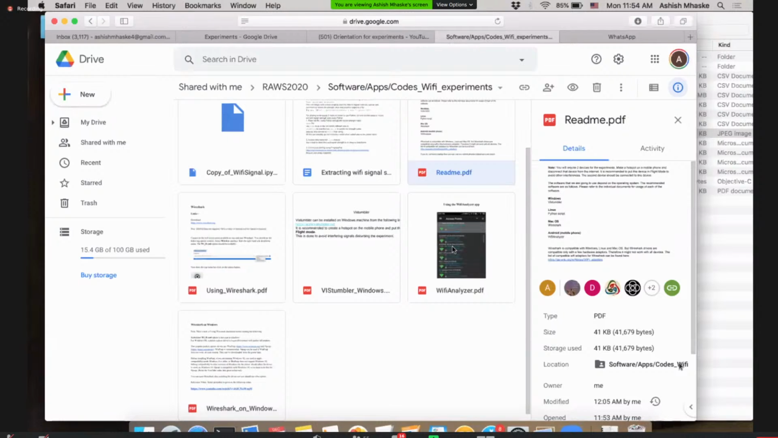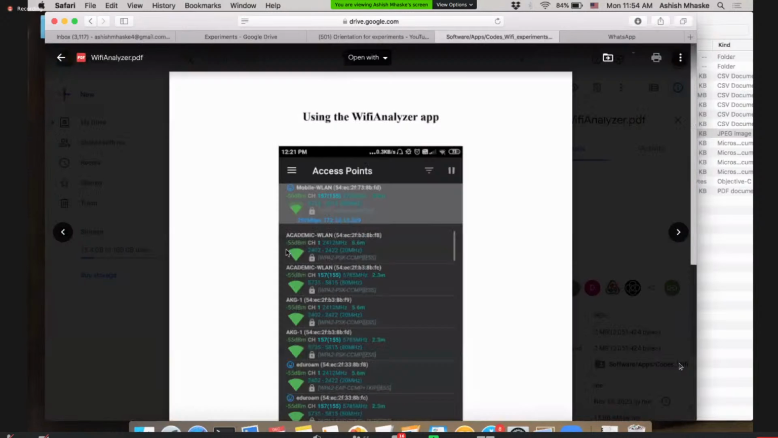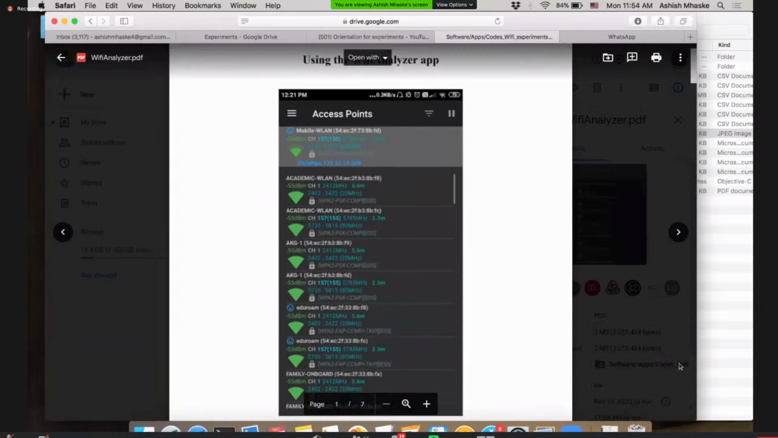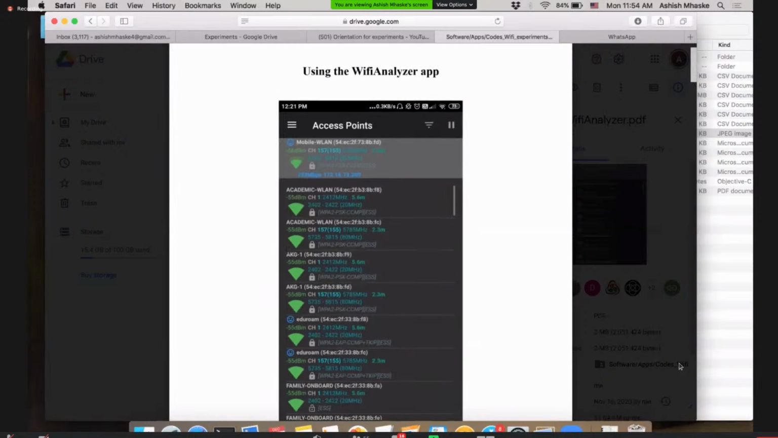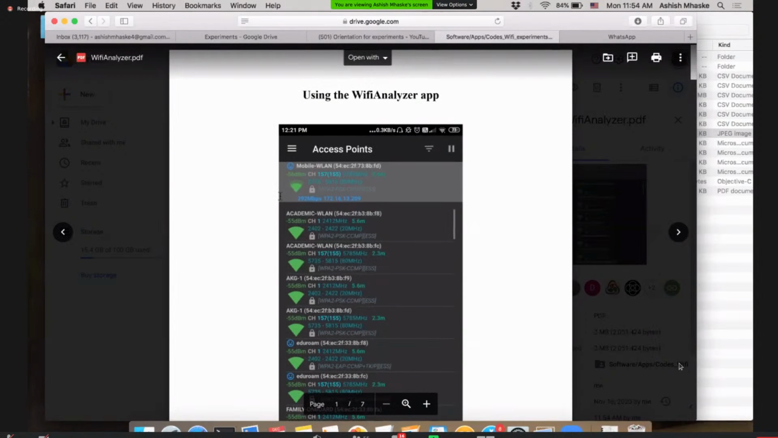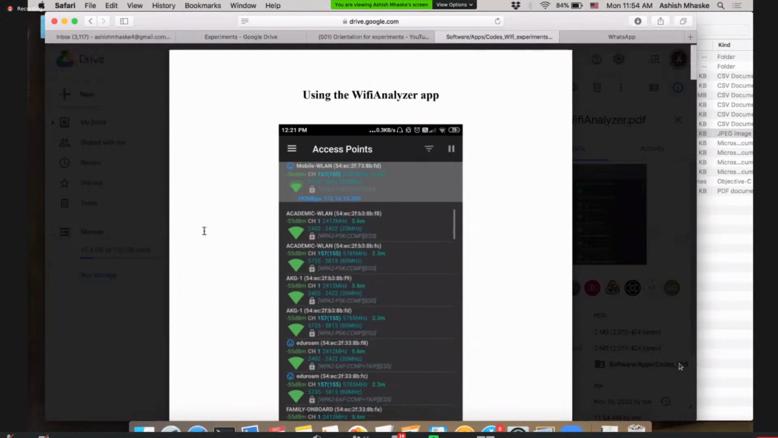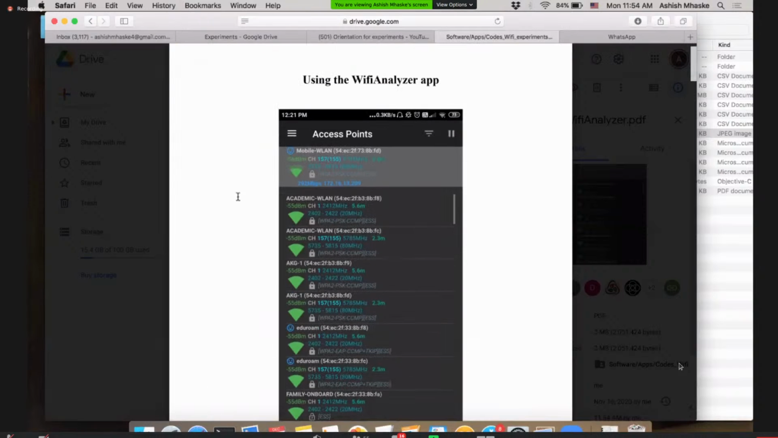For Android, if you don't have a laptop to record the signal and you are stuck with using two mobile phones, then it is recommended to use Wi-Fi analyzer. Although there are several other apps which can be used, this is the one which gives all the information regarding the signal that you're recording.